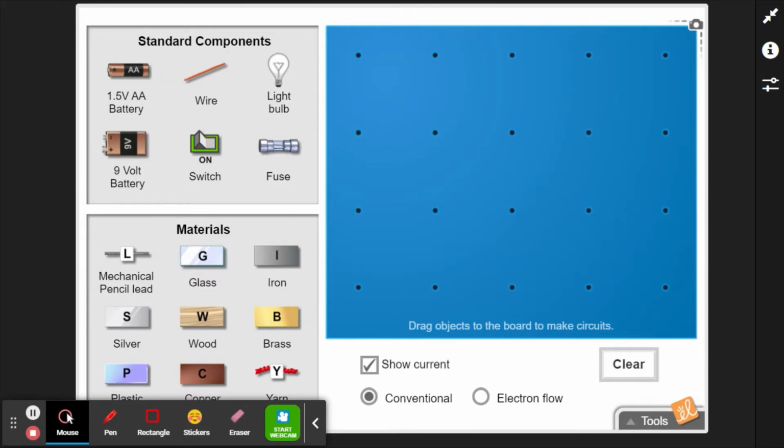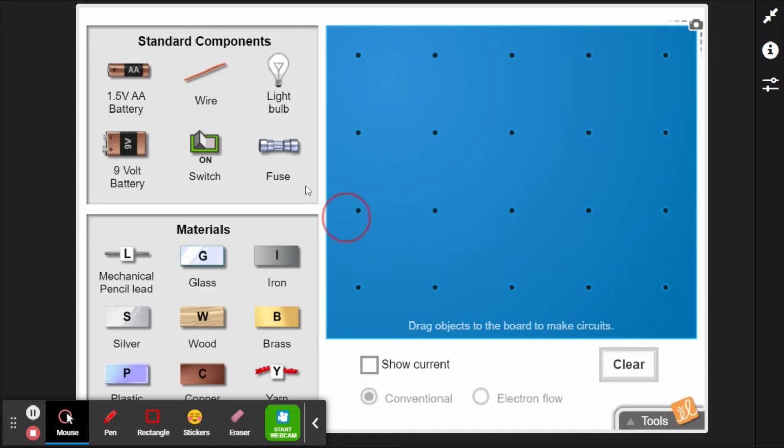We are going to look at a number of series and parallel circuits and do some experiments to understand what happens and how the number of light bulbs or batteries affects the brightness and electricity flow through these wires.